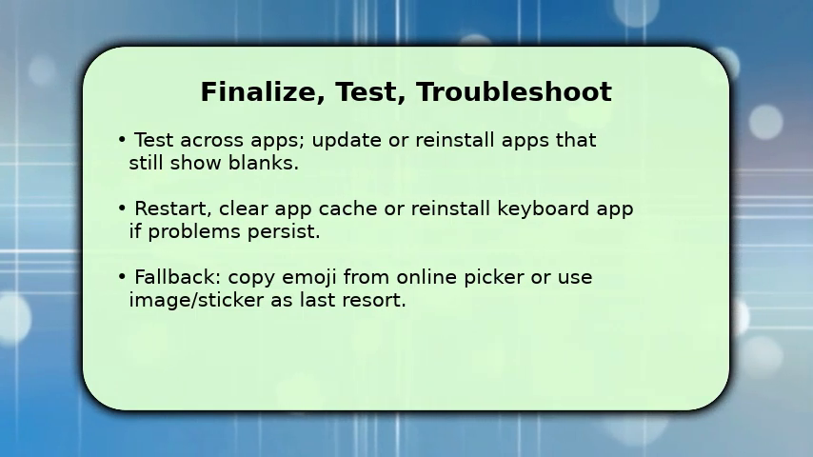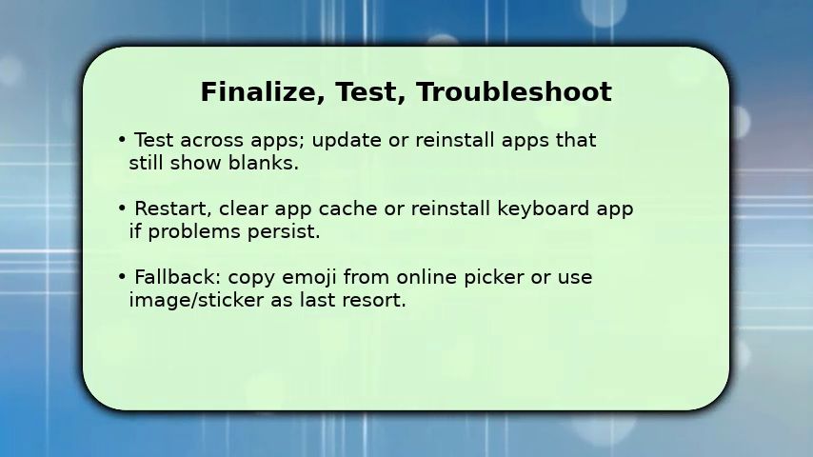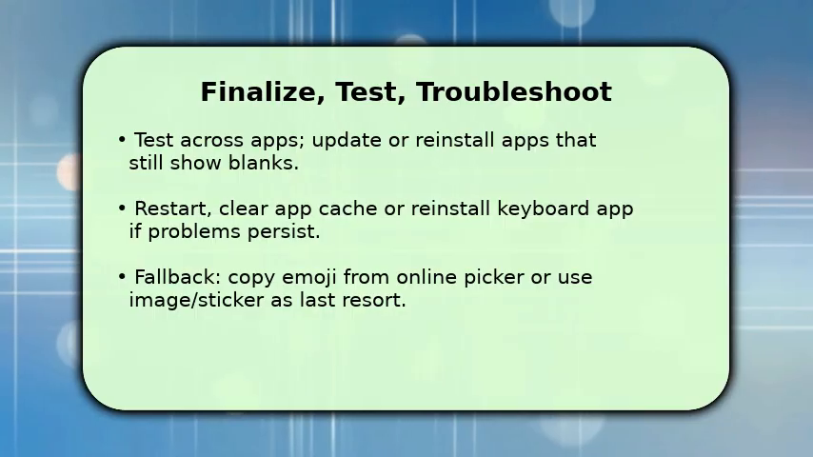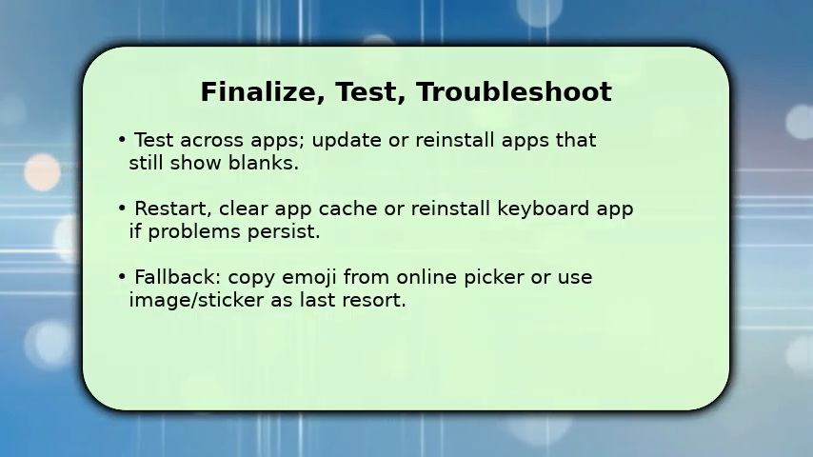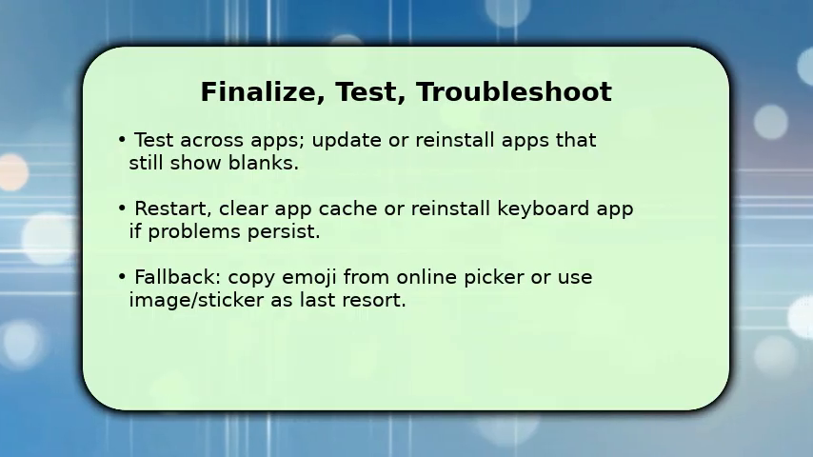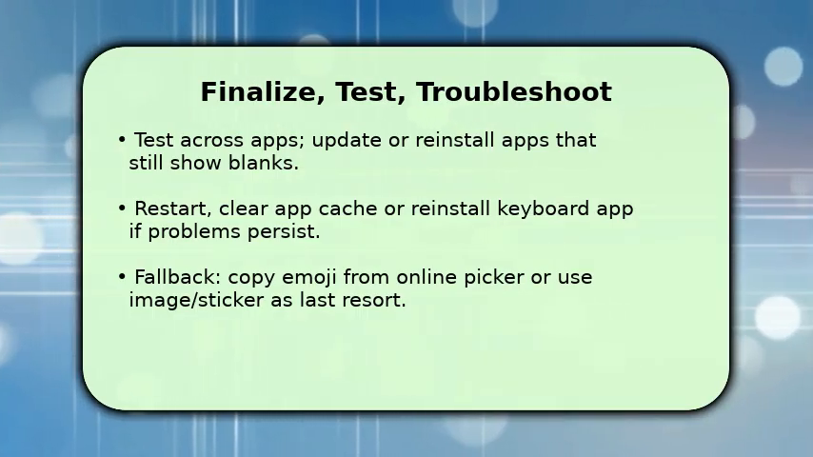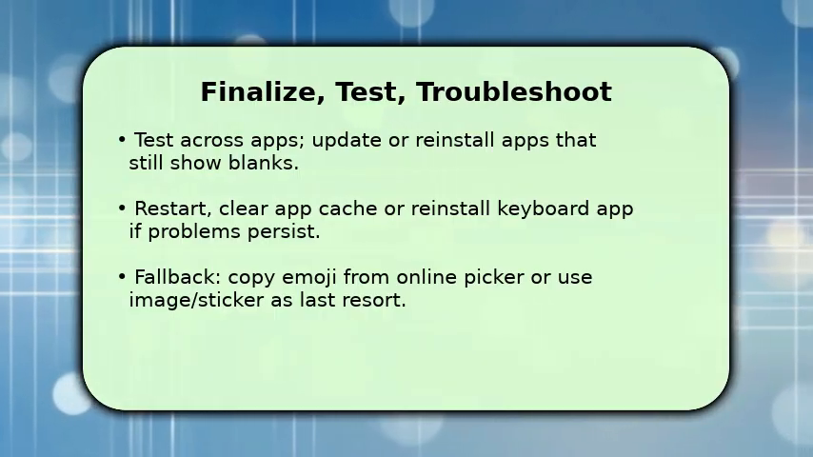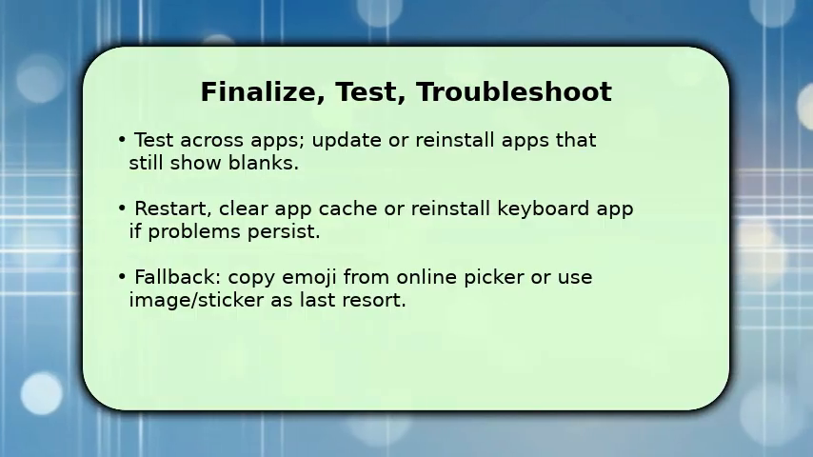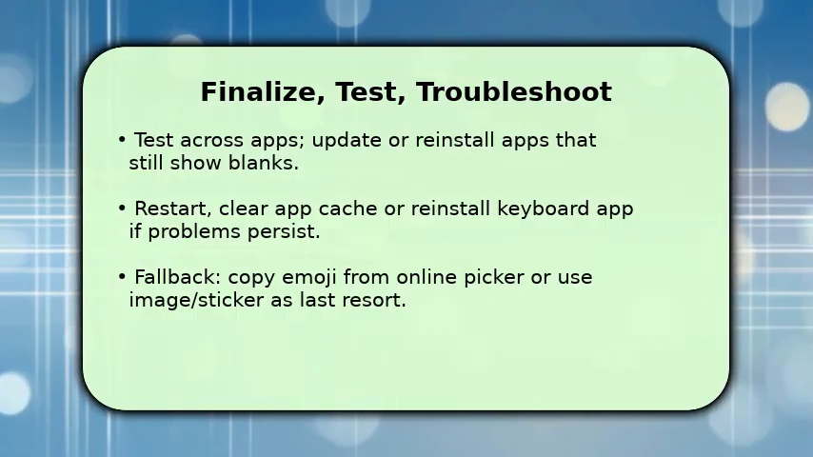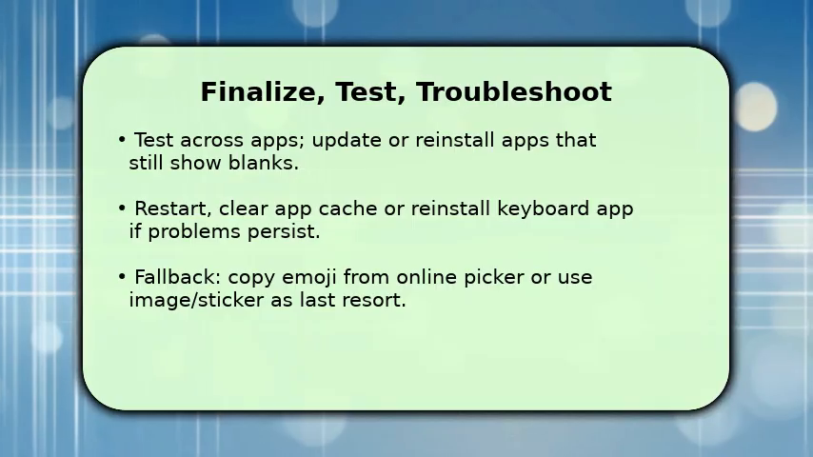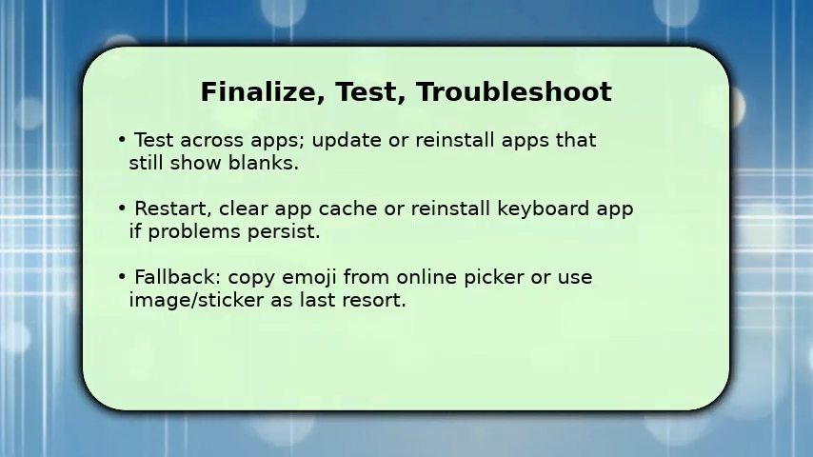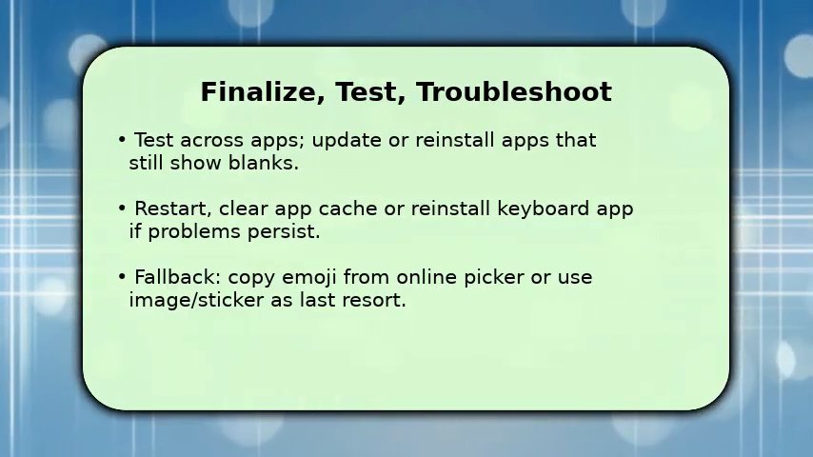If some emojis still show as blank boxes, update or reinstall the affected app and clear its cache, then reboot the device. If the keyboard app behaves oddly, remove and reinstall it and re-enable permissions. One key troubleshooting step: if emoji remain missing system-wide, update or replace the system font set, or use a third-party picker to copy the emoji glyph as plain text or image so you can.